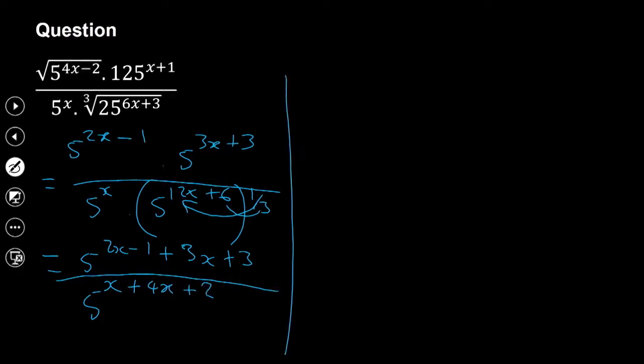And then this will therefore be equals to 5 to the exponent of 5x minus 1 plus 3 will be plus 2, and then divided by 5 to the exponent of 5x plus 2, which is simply just 1. And then that's where the beauty of mathematics comes in.